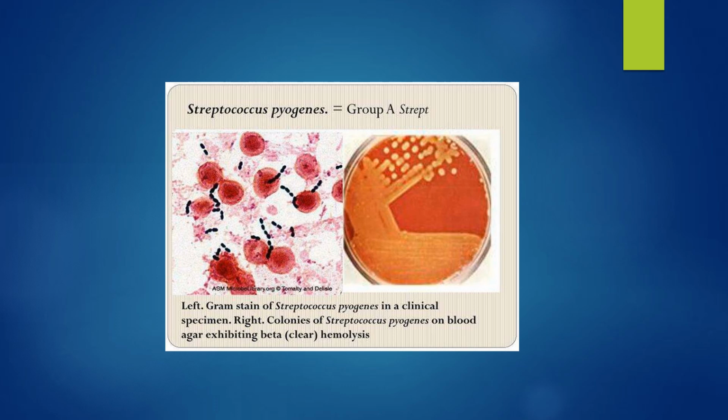Here in this picture, a gram stain picture of Streptococcus pyogenes is provided on the left hand side, and on the right hand side a hemolysis picture of the organism is shown, where Streptococcus pyogenes shows beta hemolysis or clear hemolysis of the red blood cells.